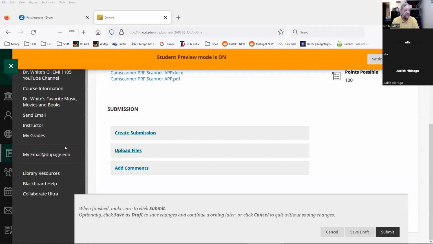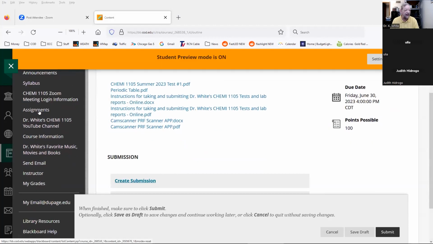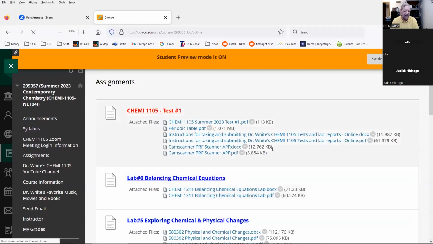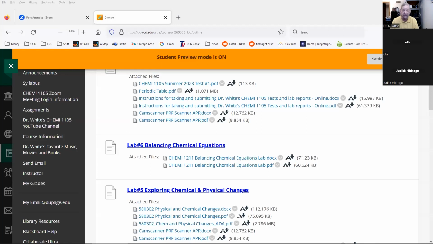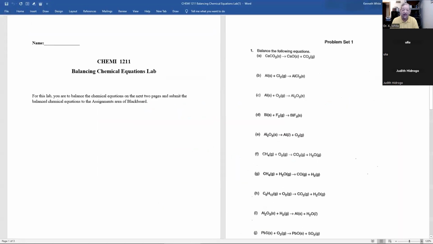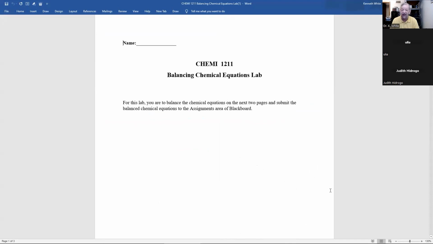All right, let's take a look at today's lab. If you go to the assignment area of Blackboard, you'll see lab number 6, balancing chemical equations. I have either a PDF or a Word document you can download. Now, this is one of the few labs where you don't have to do a selfie. If you want, go right ahead, but you don't have to.